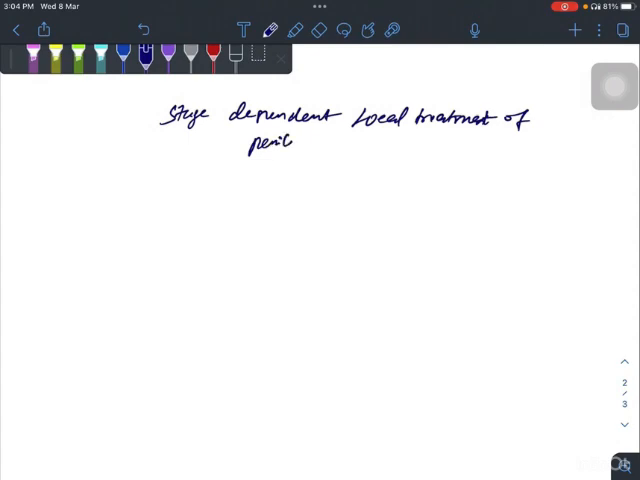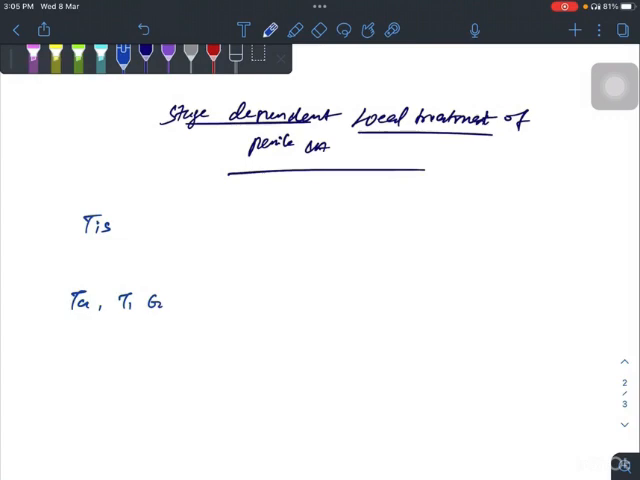Okay, now let us discuss the stage dependent local treatment of penile carcinoma. This stage dependent local treatment depends upon the T of the TNM staging. So we can subclassify the T of the TNM staging as TIS, TA, then T1, that is grade 1 and grade 2. This is T1A.